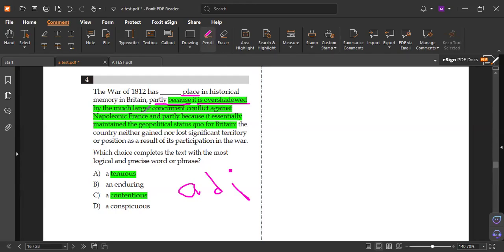And again, why is it overshadowed? Let's see. He said, by the much larger concurrent conflict against this part and this part, because it essentially maintained the geopolitical status confronting Britain. And after calling Adam again, the explanation of what this word means: country neither gained nor lost. Something neither gained nor lost. That means you are not sure about what happened exactly. That means it's correct, but not clear. Of course, enduring means to keep forever, to keep for a long time. Well, I'm not talking about the place being kept a long time. It's overshadowed. So you must find the word that means not certain, not sure, not exact yet.